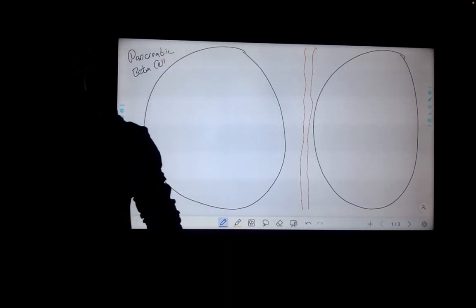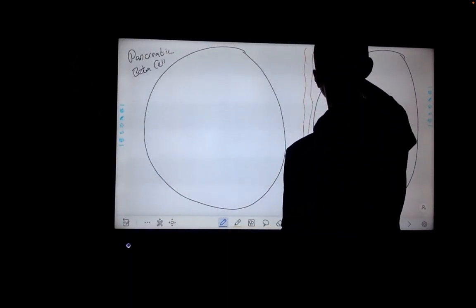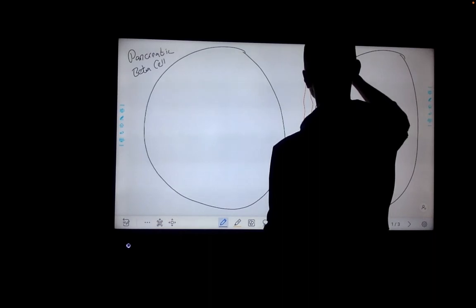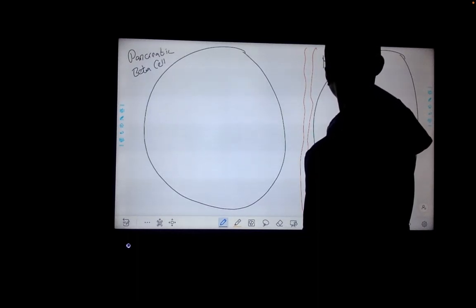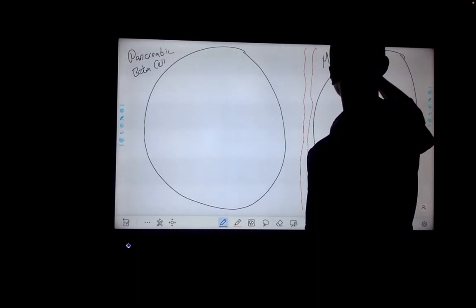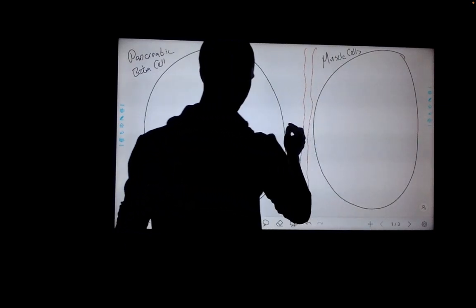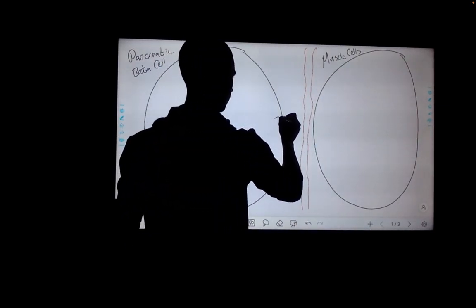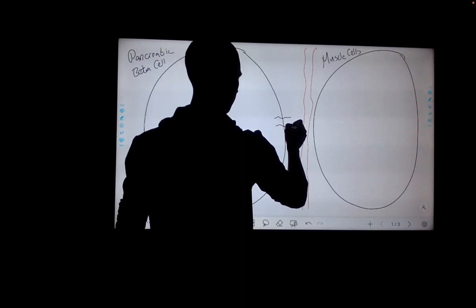Your pancreas also has alpha cells, and those alpha cells make glucagon, which helps regulate your body when it doesn't have enough blood sugar.